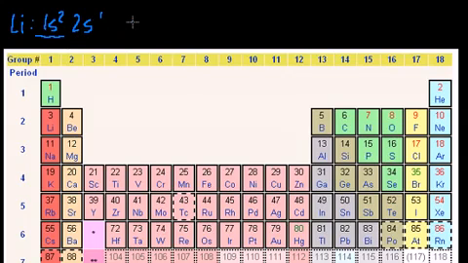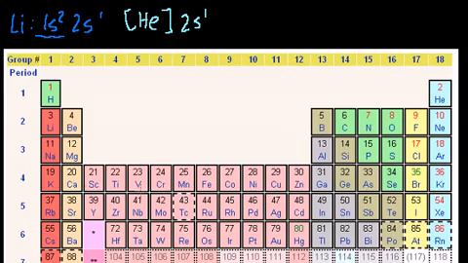So this could have also been written as helium 2s1, which essentially means that lithium's electron configuration is exactly what you would have written for helium's electron configuration, and then you would have written 2s1. You could do that a bunch of times.